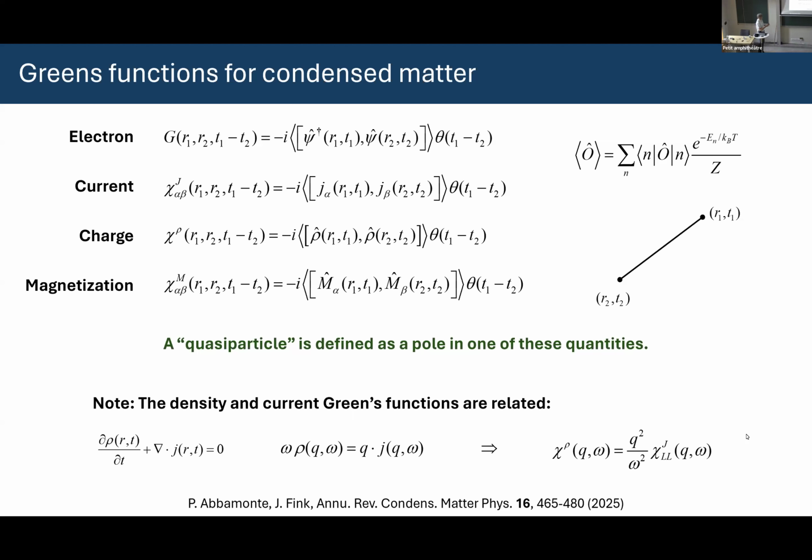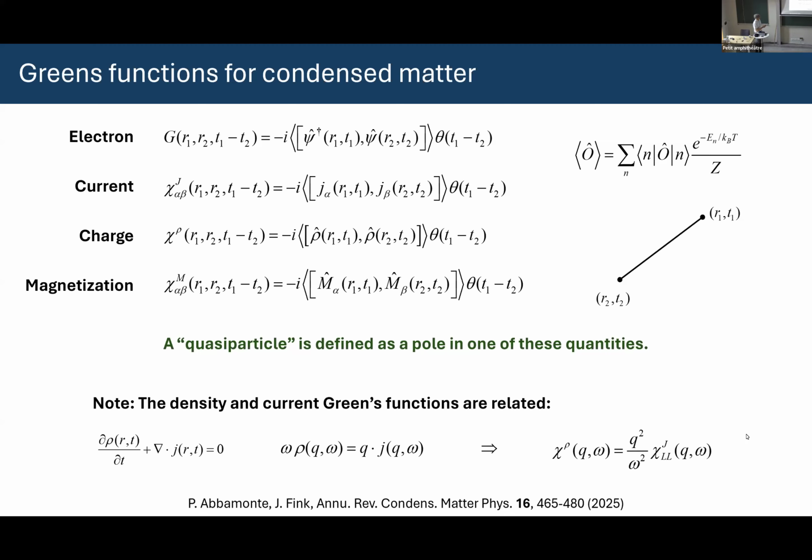Critically, this is a component of this one, which I'll define in a second. So there's electrons, there's current, there's charge, and the last one is magnetism. In the most general definition, this is an operator for the magnetic moment. It could have spin or orbital. Usually the spin term dominates, depends on the system. And again, this is also a 3x3 matrix because there are different components of the spin.